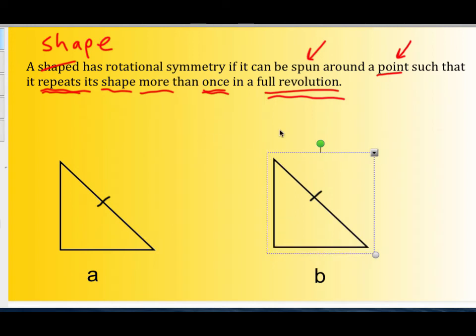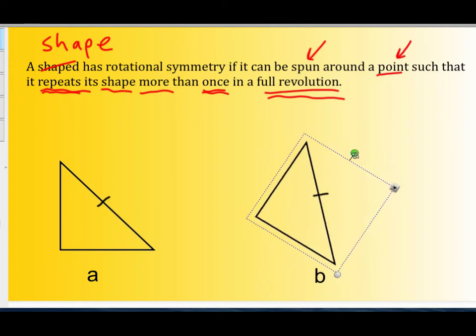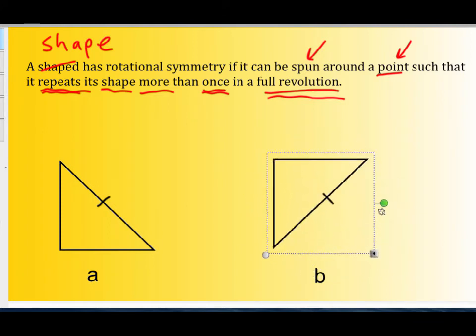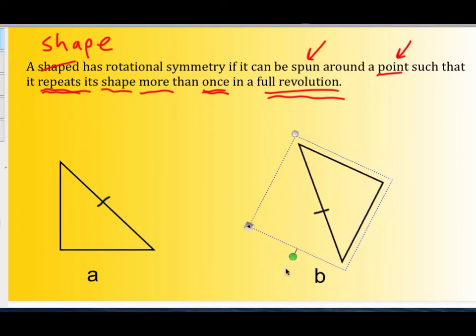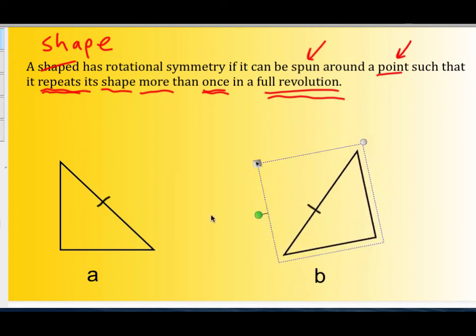So we'll turn it to see if shape B matches shape A anywhere in its rotation. Okay, here we go. Turn, turn. It's not matching. It's not matching. It's still not matching. We're at 180 degrees now.